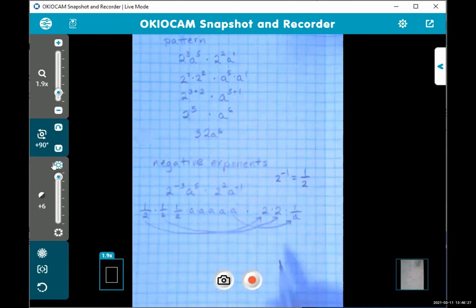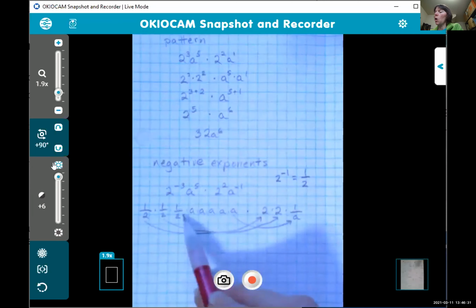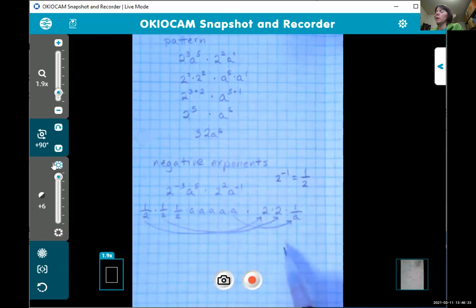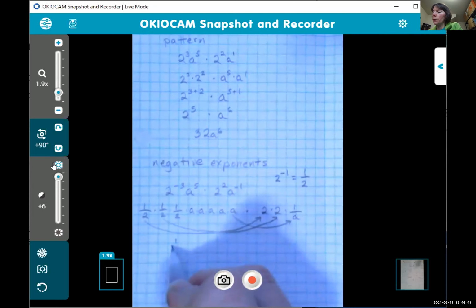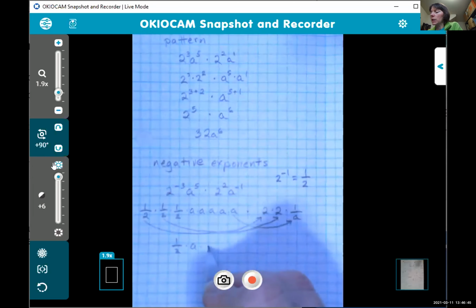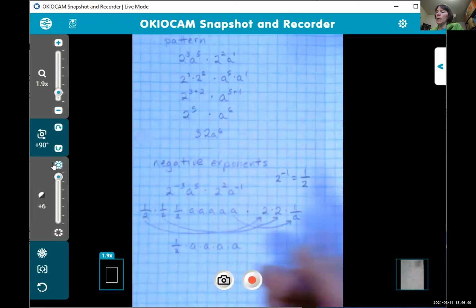Okay. But you can see that all of these where the arrows are drawn are effectively canceling each other out because anything times its reciprocal is 1. And so now we're left with, and we'll bring it down, 1/2, because there's just 1/2 left. And I still have 4 of my A's left. And I say 1, 2, 3, 4.